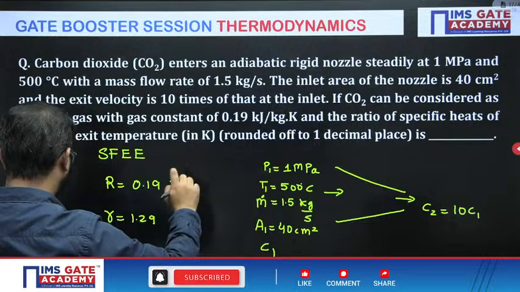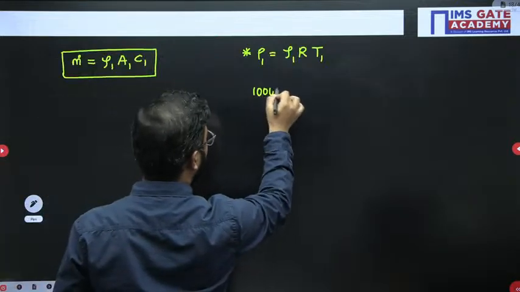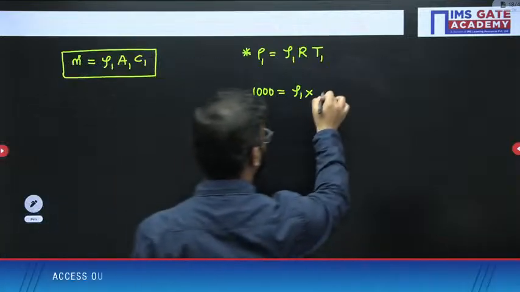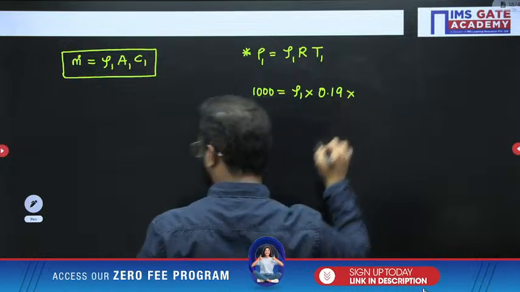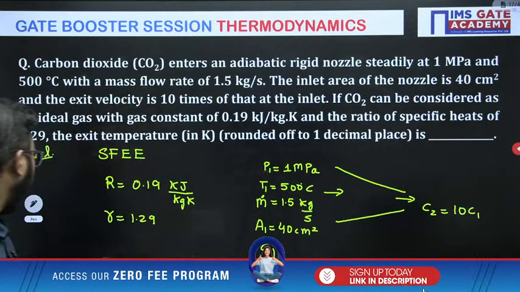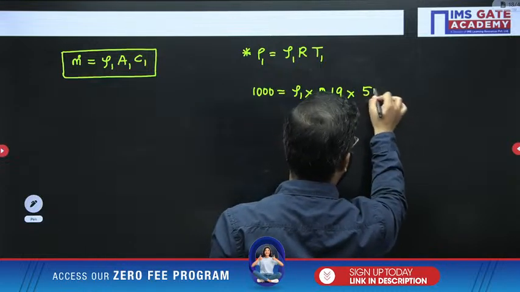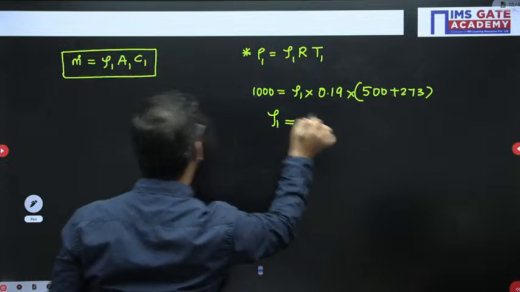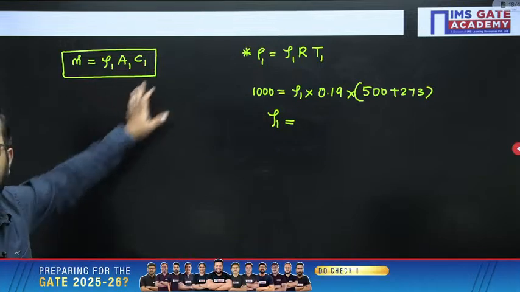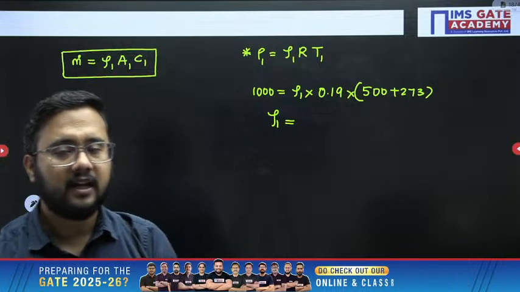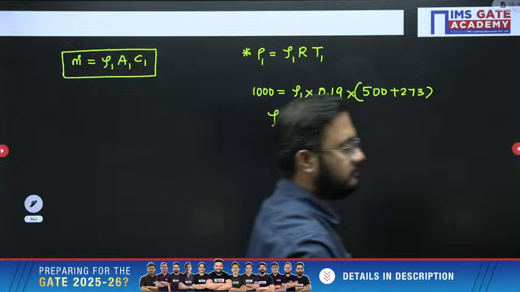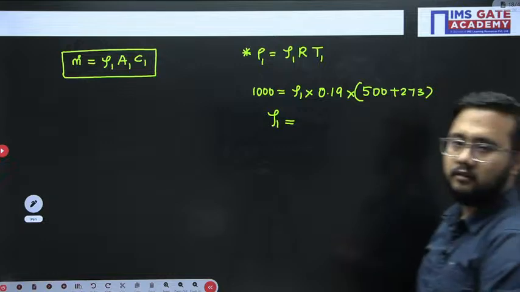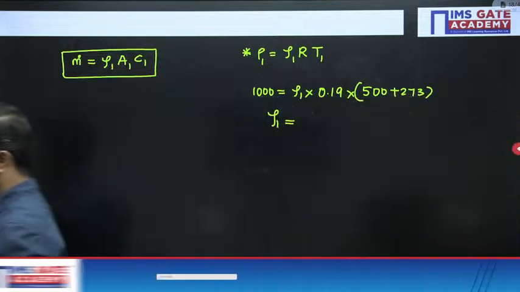P1 value 1 megapascal, that is 1000 kilopascal, into R value 0.19 and into T1 temperature. T1 temperature they have given 500 degrees Celsius, so in Kelvin 500 plus 273. Calculate the ρ1 value, put that ρ1 value here in this equation to calculate C1. Tell me the C1 answer first. Aditya, tell me the C1 value. What will be the C1 value here? Do it fast, all the calculations.